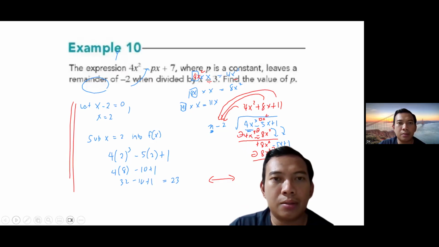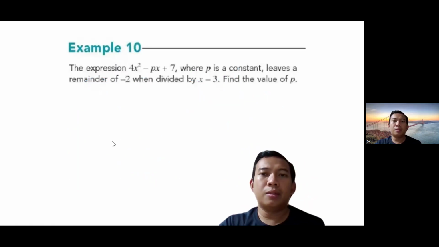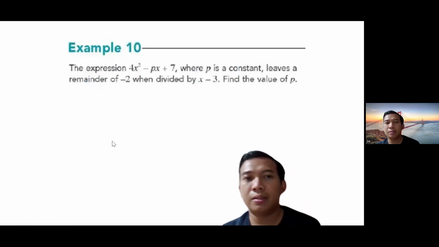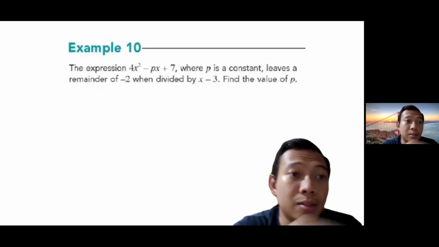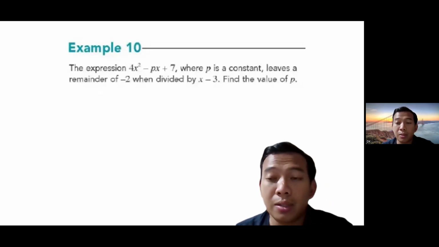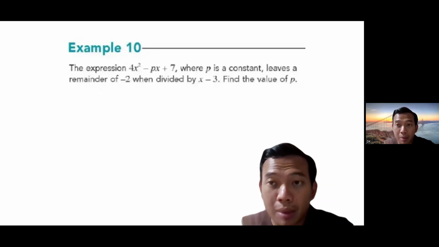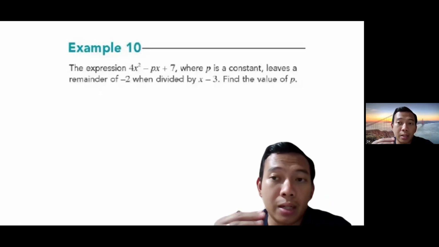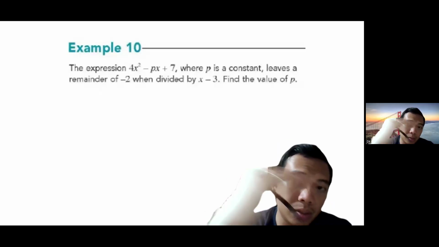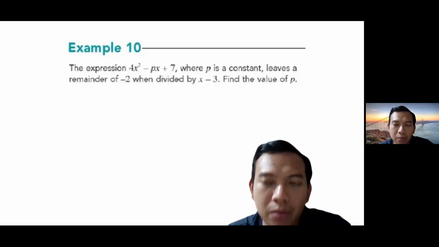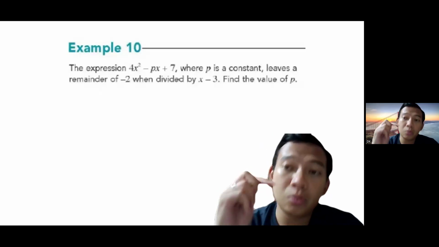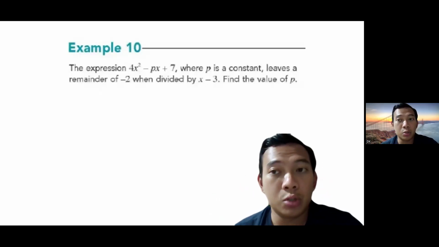So again, the same thing. 4x squared minus px plus 7 has a remainder of minus 2 when divided by x minus 3. Since we see that that method is actually shorter, from here onwards I will use the method of finding the x, instead of the long division.